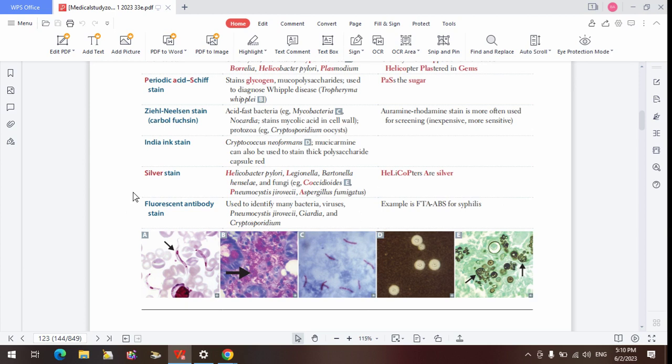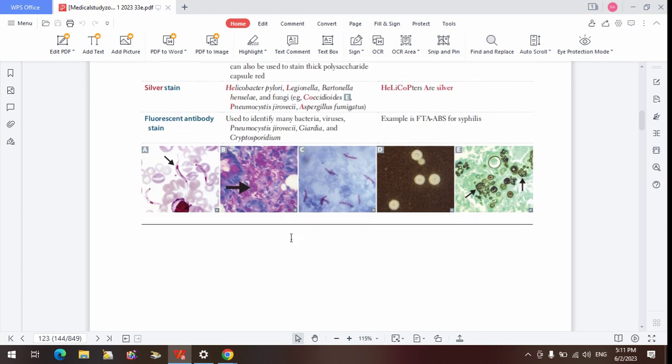It's not very high yield. You guys, it's very common for syphilis. Don't bother yourself about Giardia. Nobody will ask you. But syphilis, you must remember, fluorescent antibody stain to check for syphilis. Very, very important. We are going to shed more light on that when we get to syphilis.